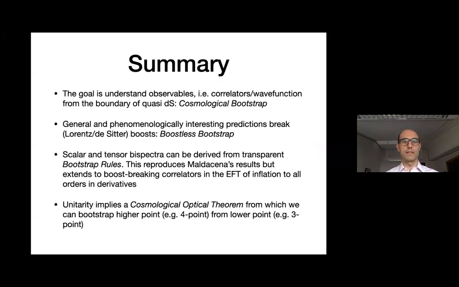I could do it for the bispectrum using a set of rules that I think make quite transparent the consequences of some of our choices, like Bunch-Davies, Lorentz invariance and locality. It reproduces known results, and it also extends to all possible orders in derivatives. And to go beyond the bispectrum, I think unitarity is the key player, and therefore we derive this cosmological optical theorem, which we believe should fix the 4-point function in terms of 3-point functions up to contact interactions. So I'll stop here, and thank you very much for listening.